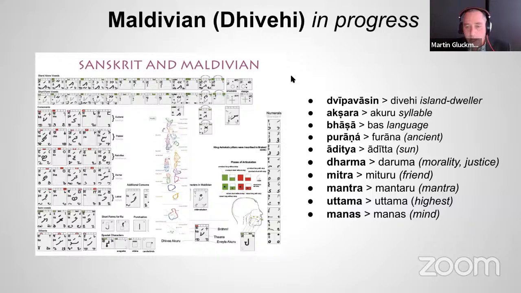So if you just look at the words, Bhasha is Bas, Purana is Purana, Aditya is Adita. On the right is the Maldivian language, and we've done a poster with the different scripts, the different sounds where the sounds are missing, and the island names, and then the common words. This is really just to open up this dialogue of unity.